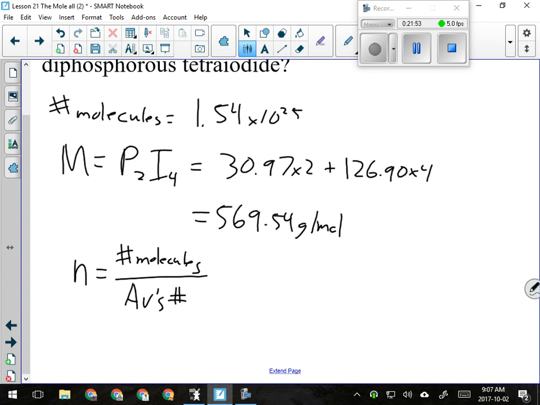Okay, so number of molecules divided by Avogadro's number. That'll be 1.54 times 10 to the 25. Whoop, I wrote 24, I don't know why. 25. Okay, divided by 6.02 times 10 to the 23. Just looking at how different those numbers are, about how many moles do I probably have here?